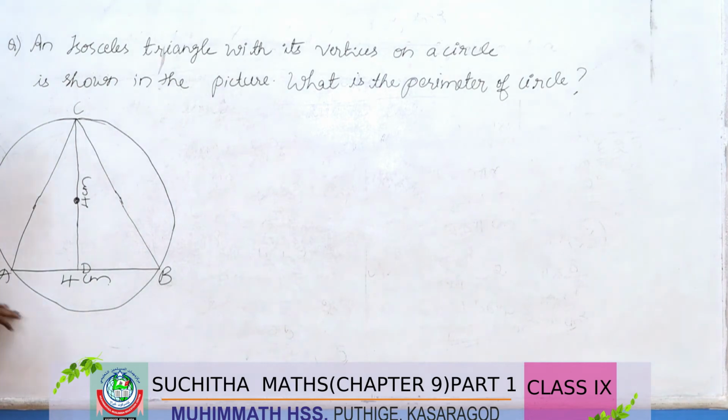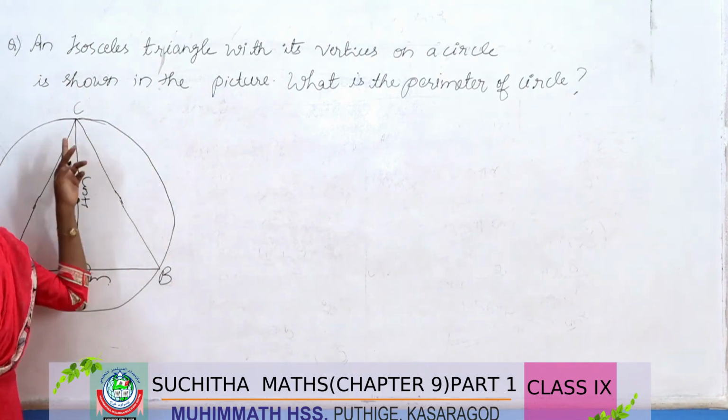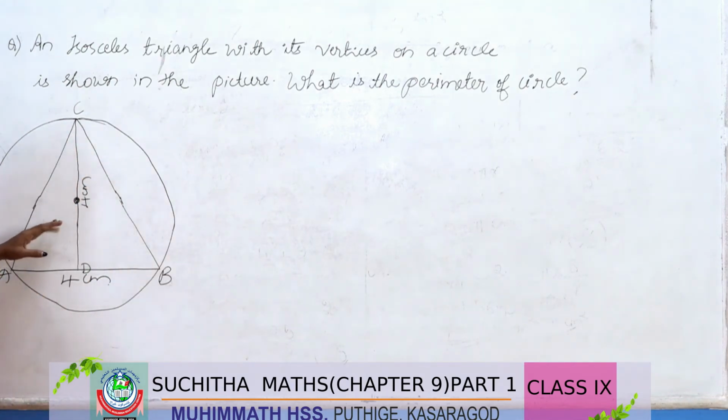And a circle passes through all three vertices of this triangle. We have to calculate the perimeter of the circle. So to find the perimeter, we want the radius of the circle. So join A and the center of the circle.